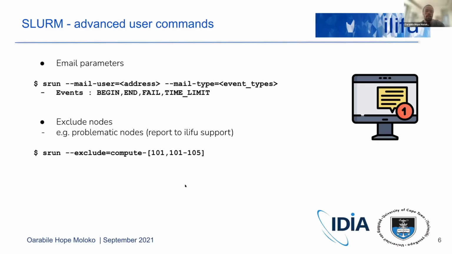You can also exclude problematic compute nodes. That's if you know, or we know, that there are some nodes within the cluster that are problematic. When you do the srun, it randomly gives you a compute node within the partition that you selected, or that's the default. So you can exclude some of the compute nodes that you know are problematic.